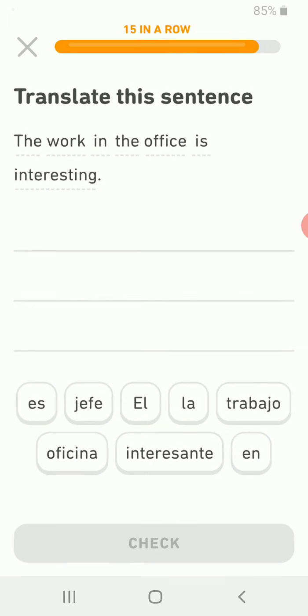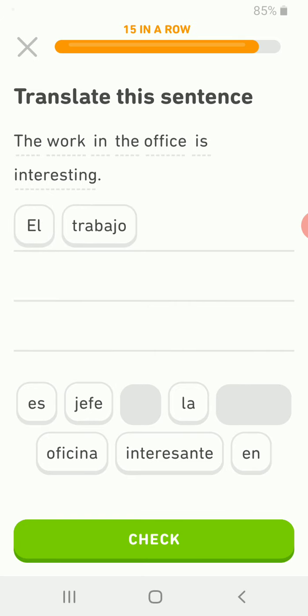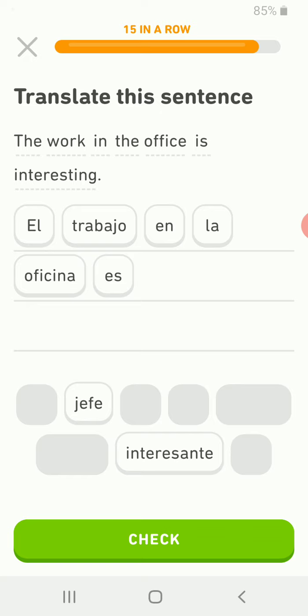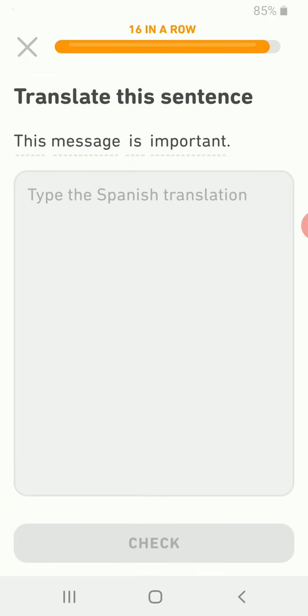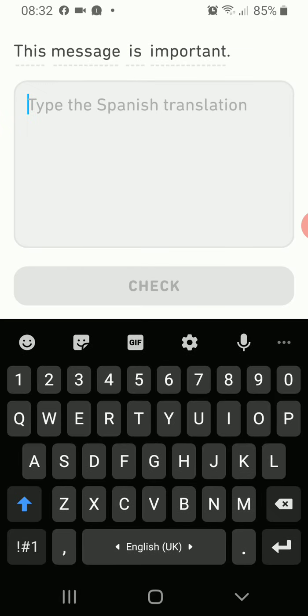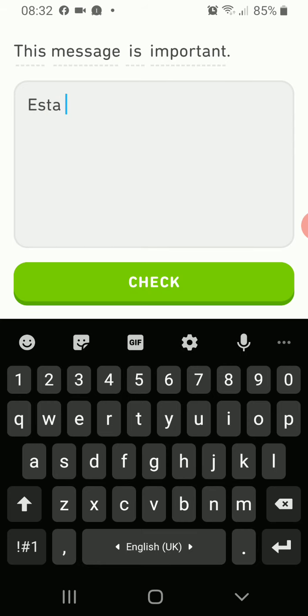And translate this sentence. The work in the office is interesting. El trabajo en la oficina es interesante. Here you go. And this message is important. How will you say mensaje? So, esta mensaje es importante.